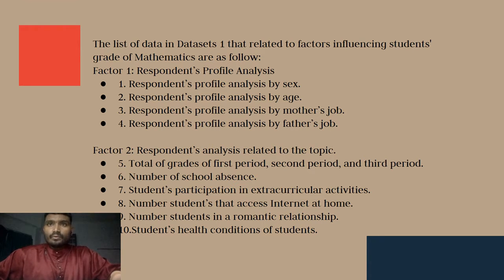The list of data in dataset 1 related to factors influencing student grade of mathematics are as follows. For factor 1, respondent profile analysis consists of analysis by sex, by age, by mother's job and father's job. For factor 2, respondent analysis related to the topic consists of total grade for first, second and third period, number of school absences, student participation in extracurricular activity, number of students that access internet at home, number of students in a romantic relationship, and student health condition.